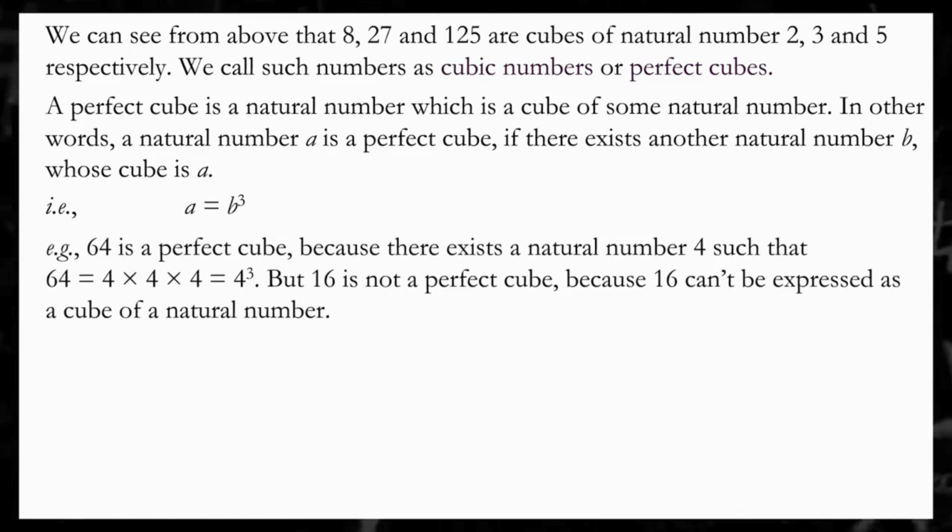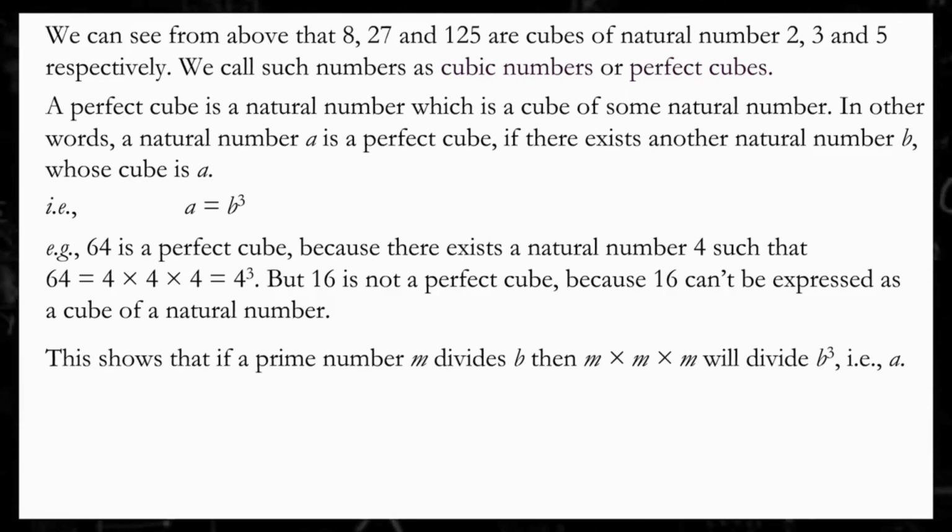For example, 64 is a perfect cube because there exists a natural number 4 such that 64 is equal to 4 into 4 into 4, which is equal to 4 raised to the power 3. But 16 is not a perfect cube because 16 can't be expressed as a cube of a natural number. This shows that if a prime number m divides b, then m into m into m will divide b raised to the power 3, that is a.